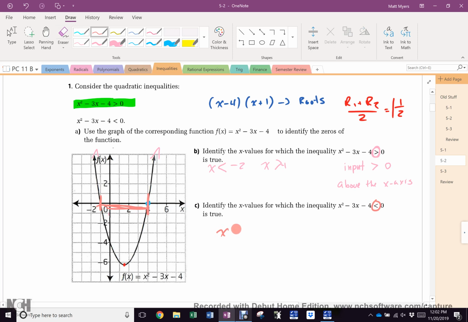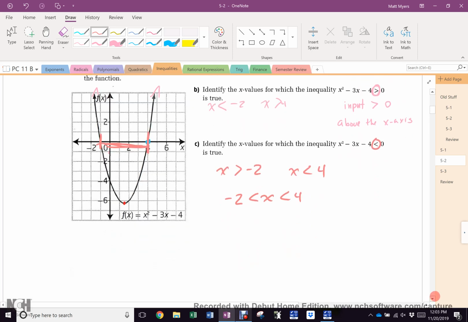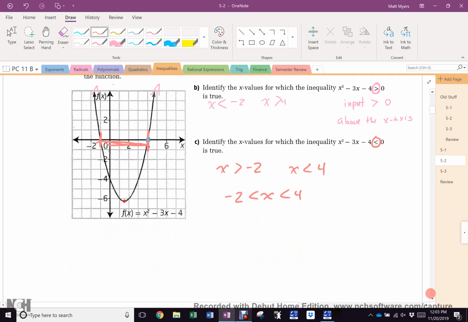X is greater than -2, and is that how we write that? How do we write it? Because you were all in grade 10, you know how to write domains. -2 is less than x, which is less than 4. All right? Wow. Okay.